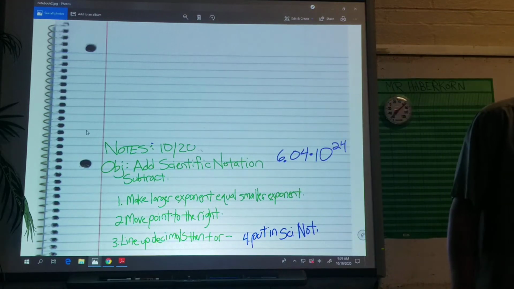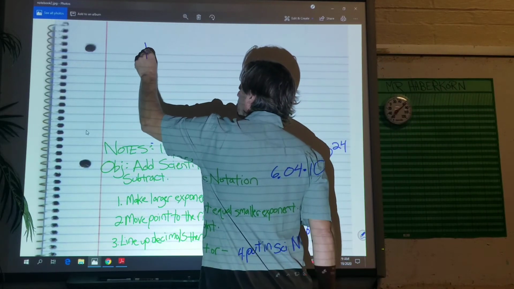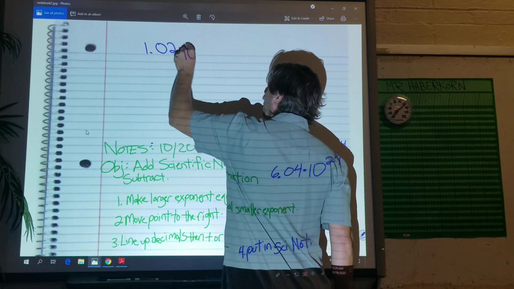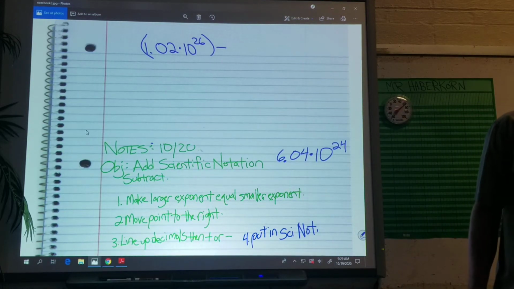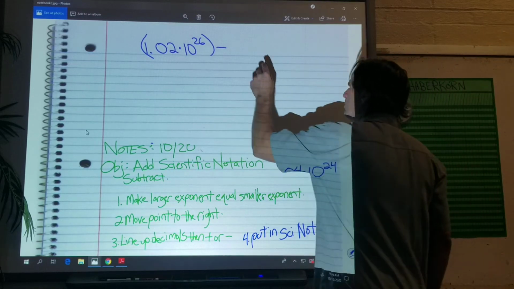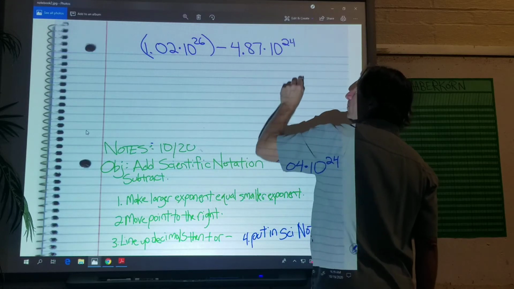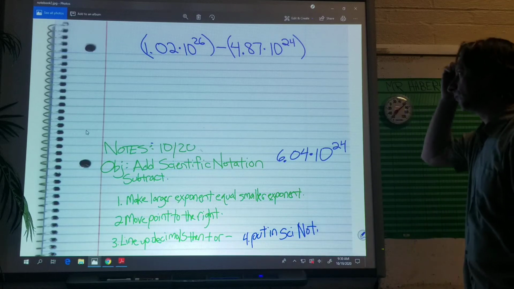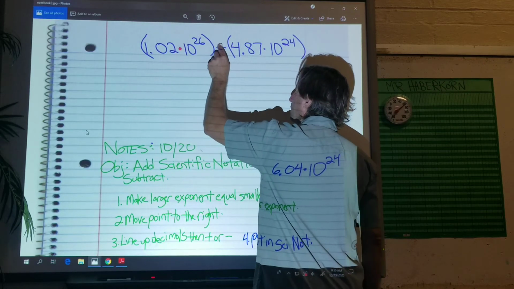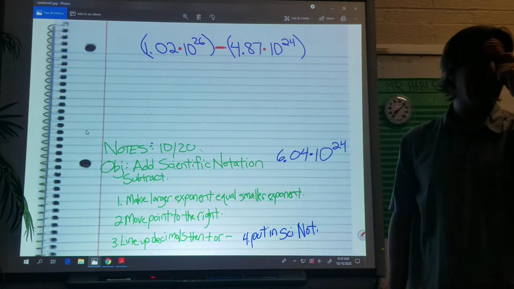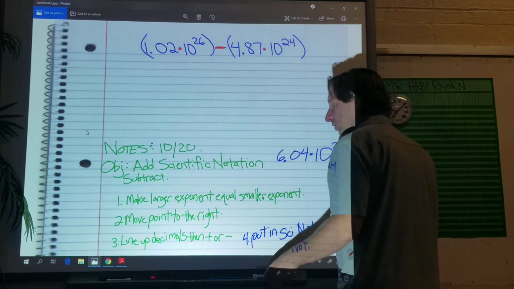So subtraction ones work exactly the same. All right. So same thing. I do not have all the same sign. We have a multiplication sign, a subtraction sign, multiplication sign. So I cannot change the order. We can't. It has to stay in the same order, okay?